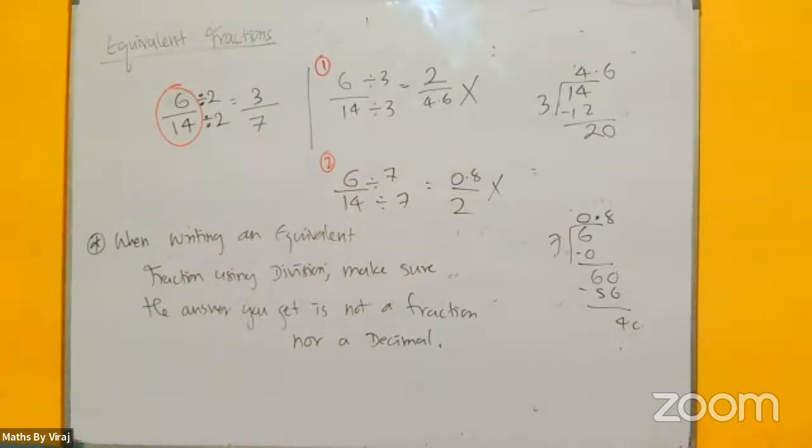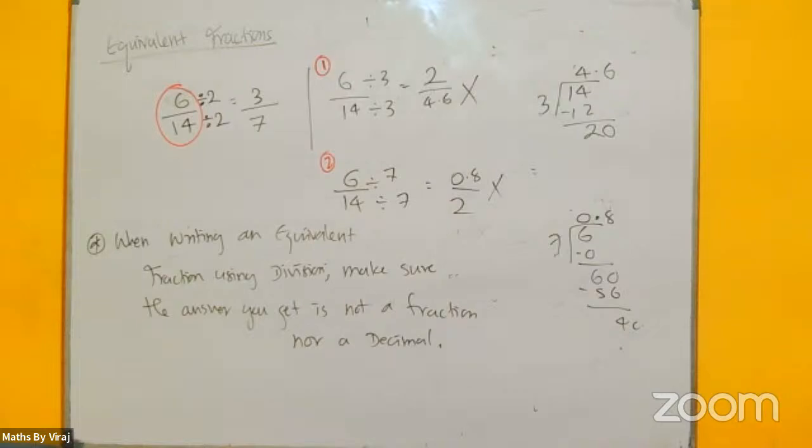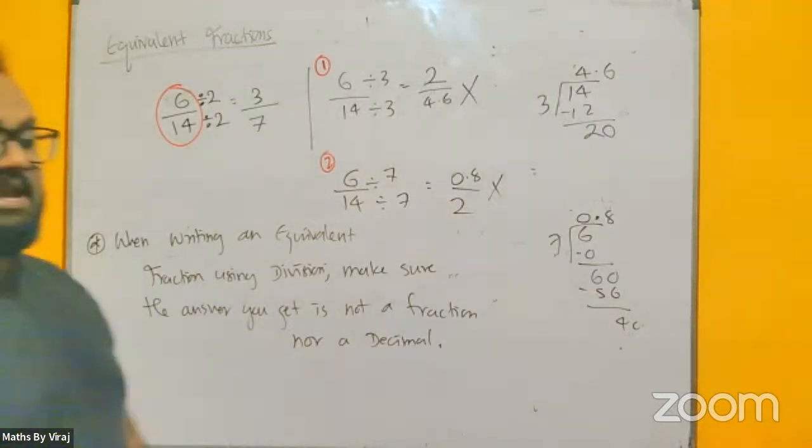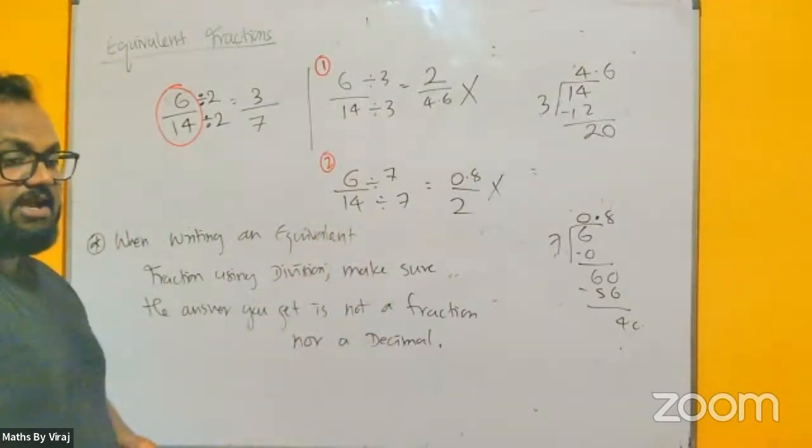Furthermore, I can divide 6 and 14 both by 7. If I were to divide this by 7, what is going to happen? Yeah, 14 is going to easily be divided by 7. But when 6 is divided by 7, the answer is a decimal, 0.8. What is it that we should understand?